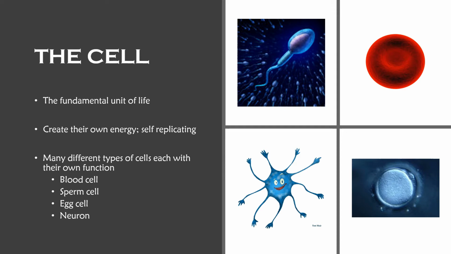You have a blood cell that transports oxygen, a sperm cell, which is on its way to fuse with a gamete, with an egg cell, to create a zygote. And then there's the egg cell, which is the female gamete, and the nerve cell, or the neuron.